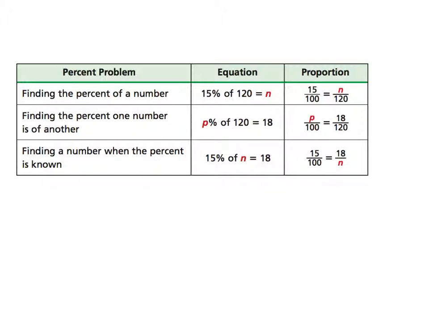Also we have the problem of finding the percent one number is of another. So we have, as an equation, p% of 120 equals 18. Set up as a proportion, you have p over 100, representing our percent, equals 18 over 120, representing the two numbers that we were given. And our last option is finding a number when the percent is known. So we have here 15% of n equals 18, or as a proportion, 15 over 100, which is our percentage, equals 18 over some number that is unknown.